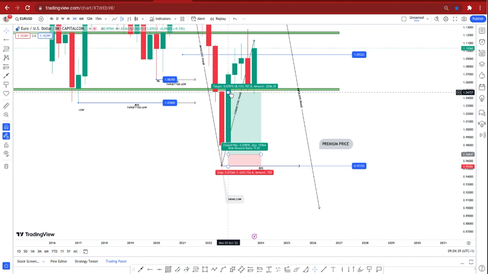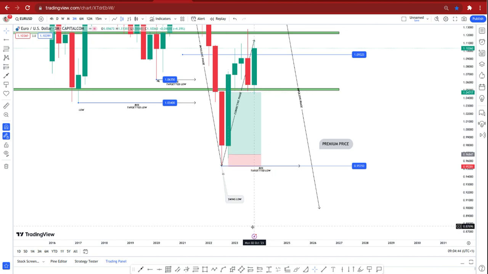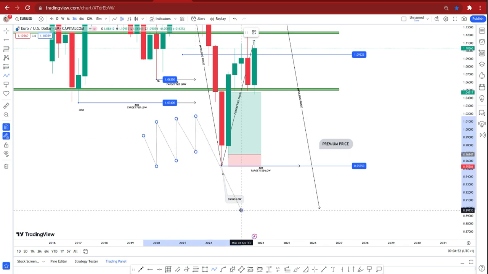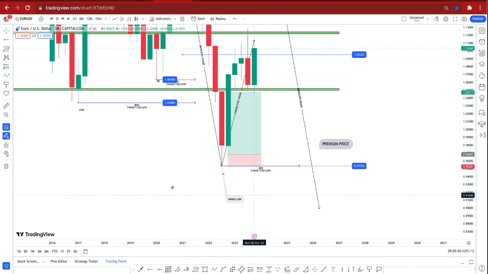Why? Because it's not my impulse phase, it's a corrective phase, and a corrective phase tends to give you a little bit of stress, like the market will always go like this before going boom. I want to join that boom movement, that long movement. That's what I want to join.